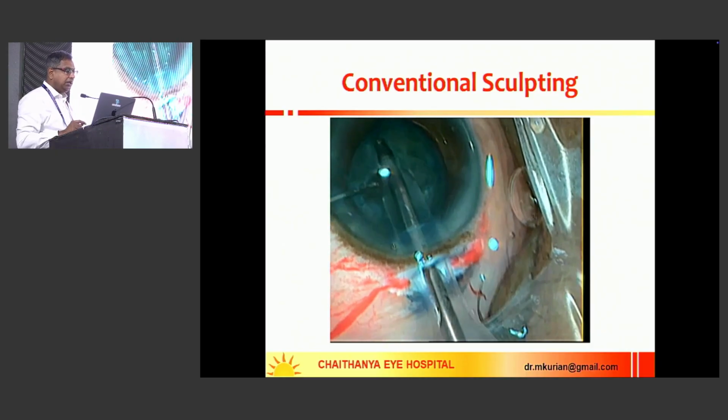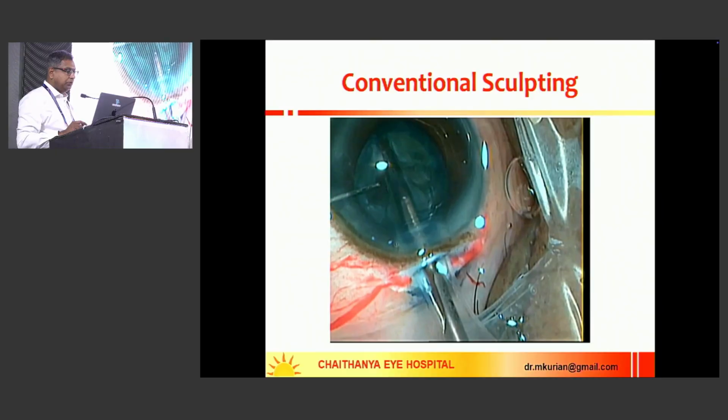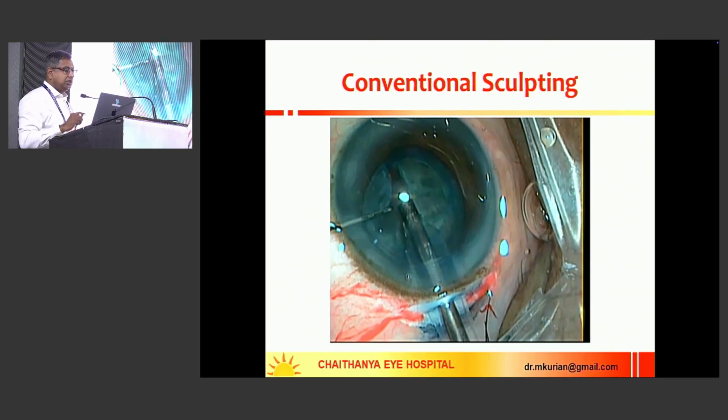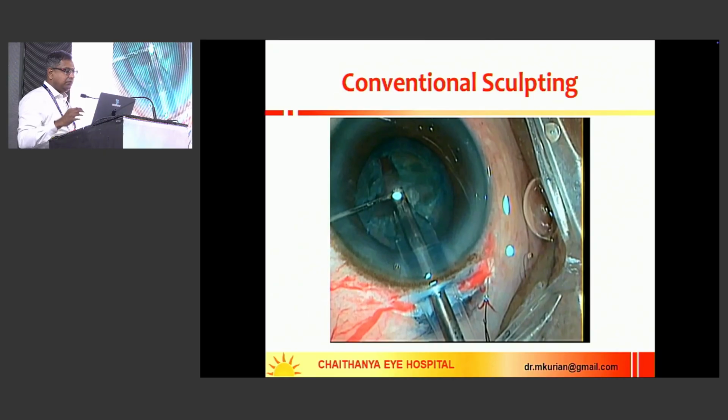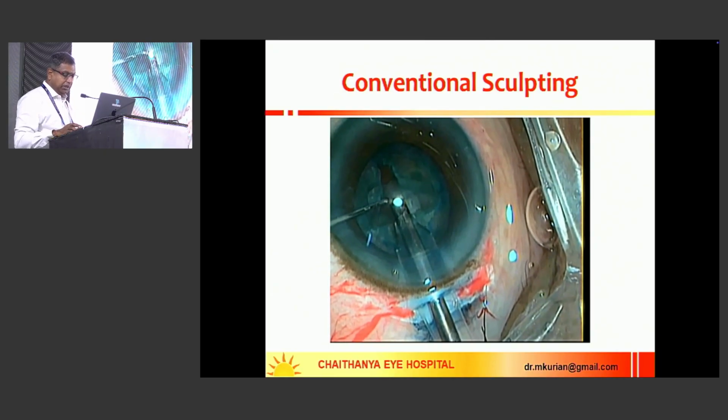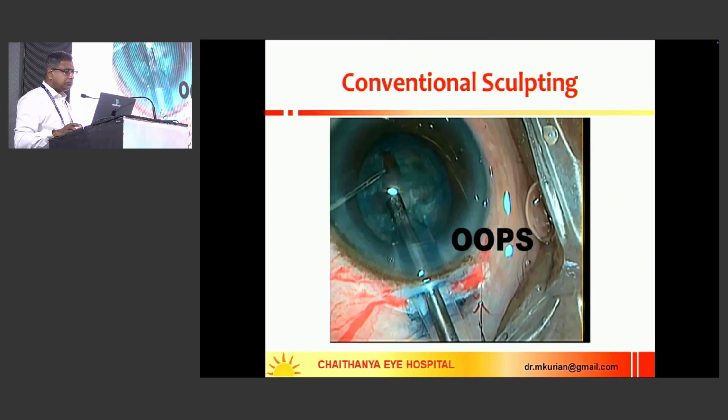When you don't do that, you go through and hit the posterior plate. You can see the change in reflex, and you can see the fluttering of the lens matter. The rent has already happened over here.